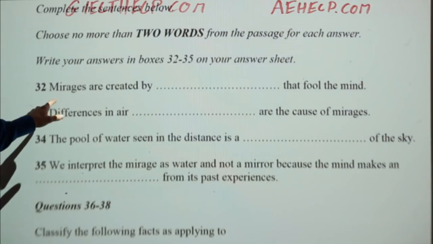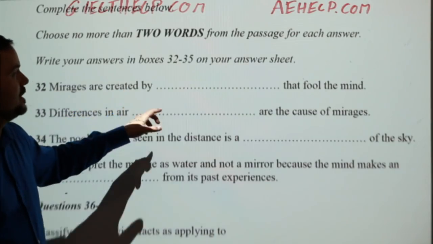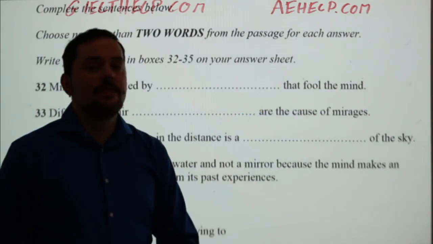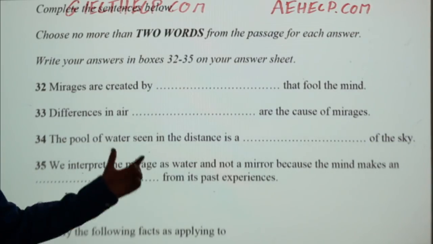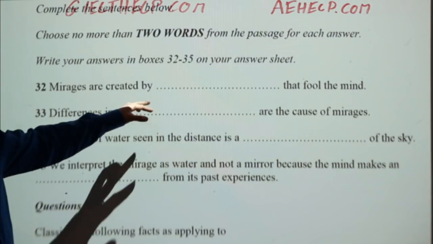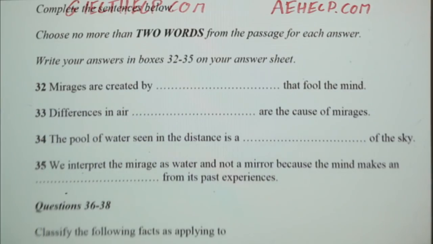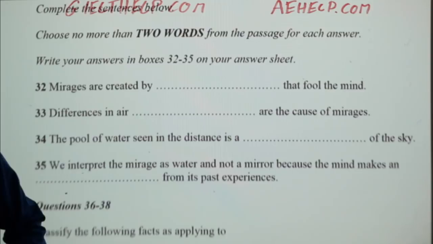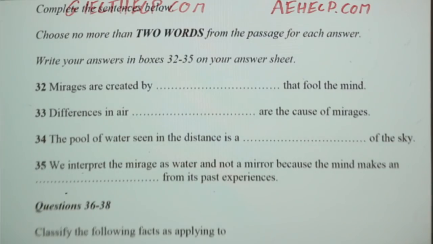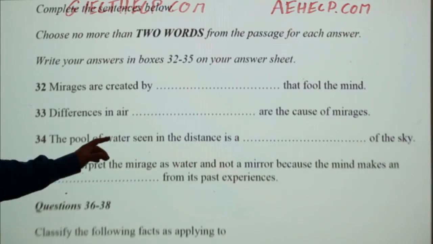So number 32, mirages are created by something that fool the mind. What do you think is the correct answer for 32? And here is a nice question for you. If I don't know, but I got my list of headings questions correctly, where can I find this? Reflections might be okay, and it's no more than 2 words.